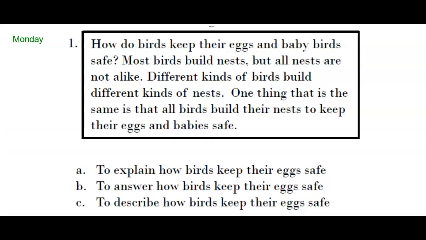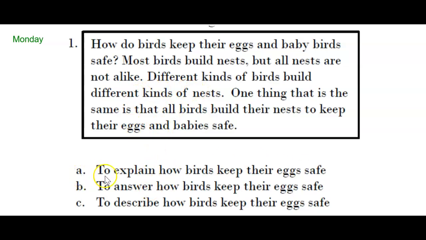Now let's look at our passage for today. Remember, boys and girls, when you have a reading passage followed by questions, read the questions first, then read the passage, so you'll have a purpose for reading.